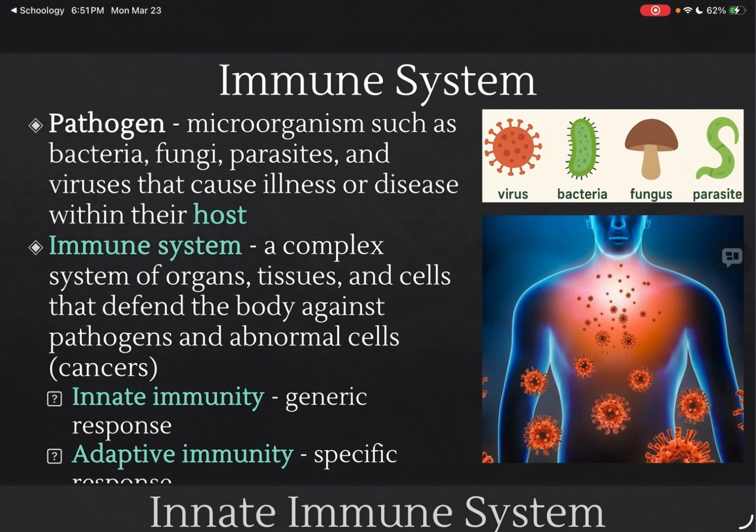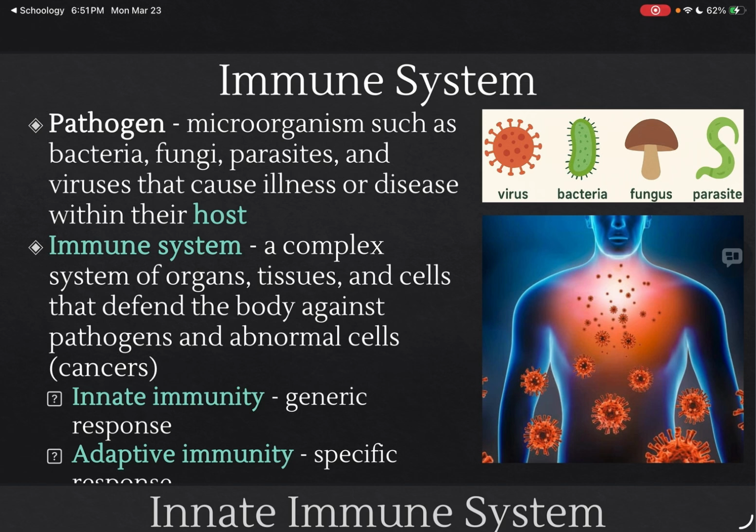So the first thing we need to know is, what is a pathogen? Well, a pathogen is a microorganism such as bacteria, fungi, a parasite, and/or a virus that can cause illness or disease within their host, and the host is what they are infecting. So if you get sick, you're the host for a pathogen. What is the immune system? This is what we're looking at.